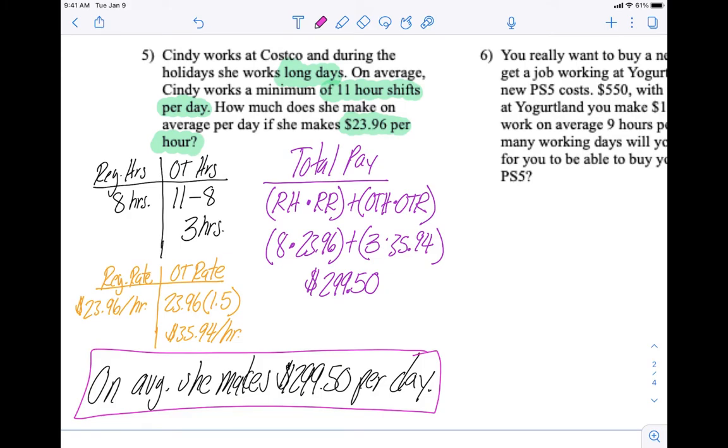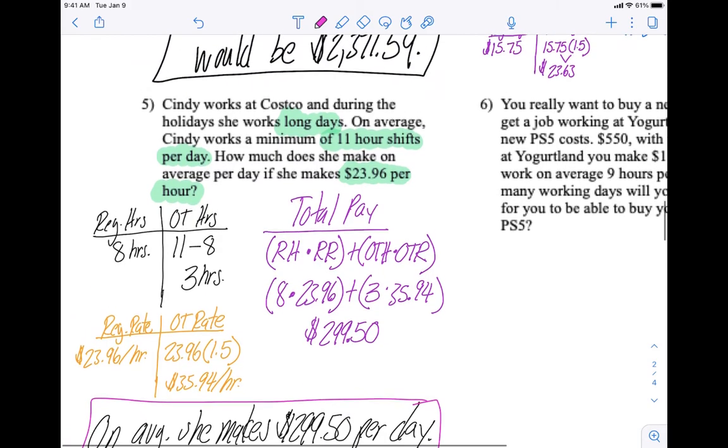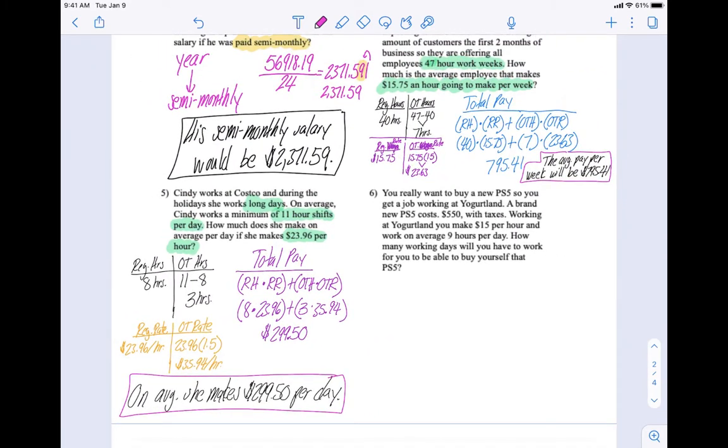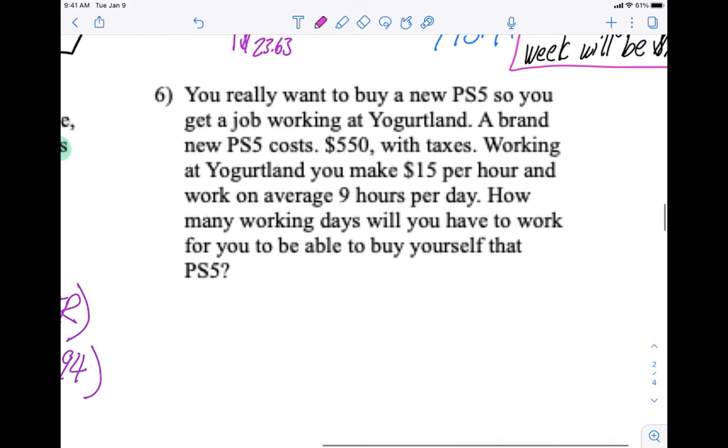See? Same setup. Regular hours, overtime hours. Regular rate, overtime rate. Multiply regular hours times regular rate plus overtime hours times overtime rate. There you go. You get your solution. Right? So, that was number 4 and number 5. One more, kiddos, of the type of problems you're going to see in the quiz, right? One more. Let's take a look.